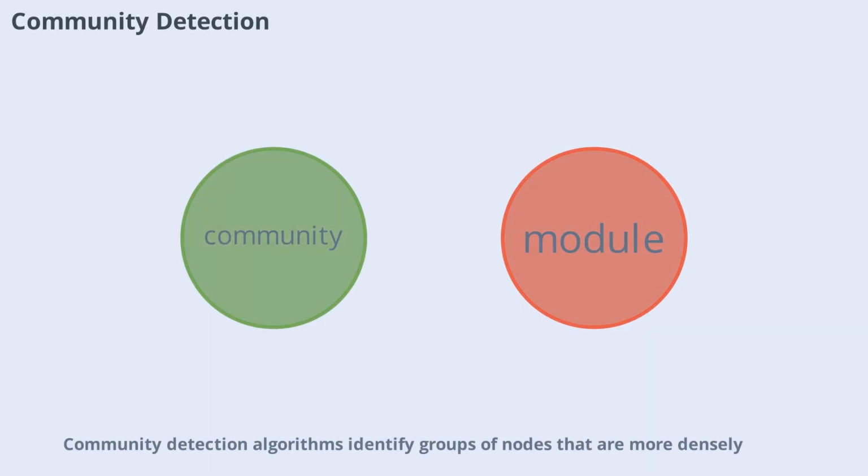Community detection algorithms identify groups of nodes that are more densely connected to each other than to the rest of the network. In biological networks, these communities might correspond to functional modules, such as protein complexes or metabolic pathways. Detecting communities helps researchers break down complex networks into manageable parts, making it easier to interpret their structure and function.